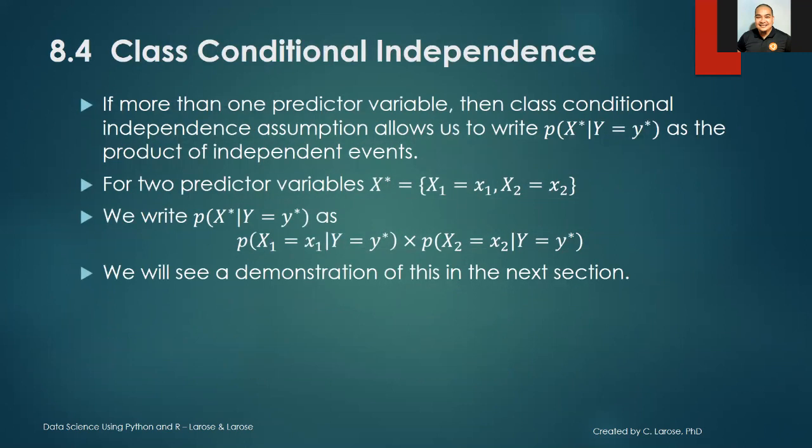If we have more than one predictor variable, then the class conditional independence assumption allows us to write P(X asterisk | Y = y asterisk) as the product of independent events. For example, say we have two predictor variables, we refer to this equation to write, we will use this equation.